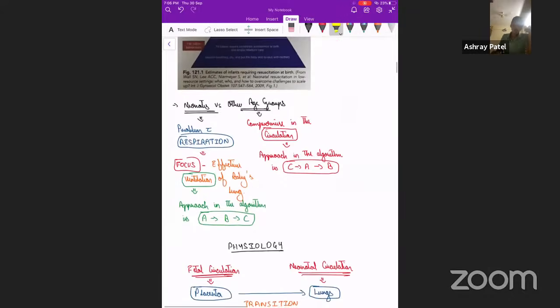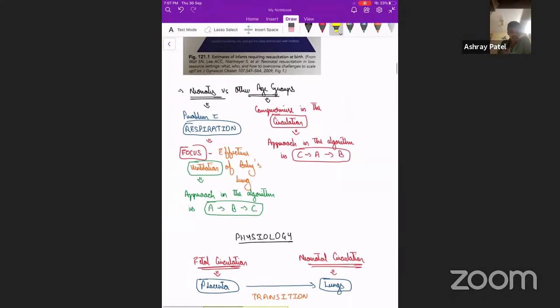Okay. Now, coming to the next question, what is the difference? There are already guidelines existing for the pediatric age group, and already guidelines existing for the adult age group, correct? Then what is the need? What is the new need for neonates to have resuscitation? What is the need for the new guidelines, correct?